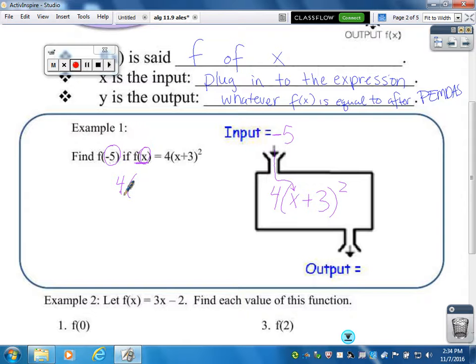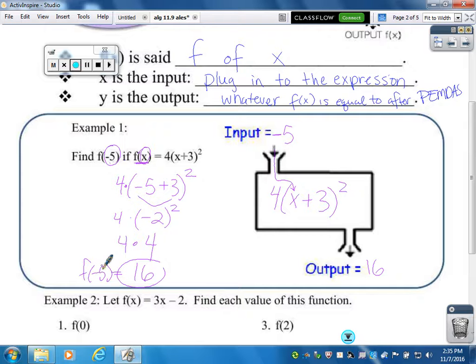So we've got 4 parentheses. We're going to plug in that -5 that we said. We're going to add 3. We're going to square everything, and then we're going to multiply by 4 later. PEMDAS says parentheses first, -5 plus 3 is -2. Make sure you keep those parentheses on that because we want to say -2 times -2, which is +4. And then I need to bring down this times 4 that's been out there the entire time and get our final answer, 16. So that was our output. So I know f of -5 is equal to 16. When I plug -5 into this function, I will get 16 out.